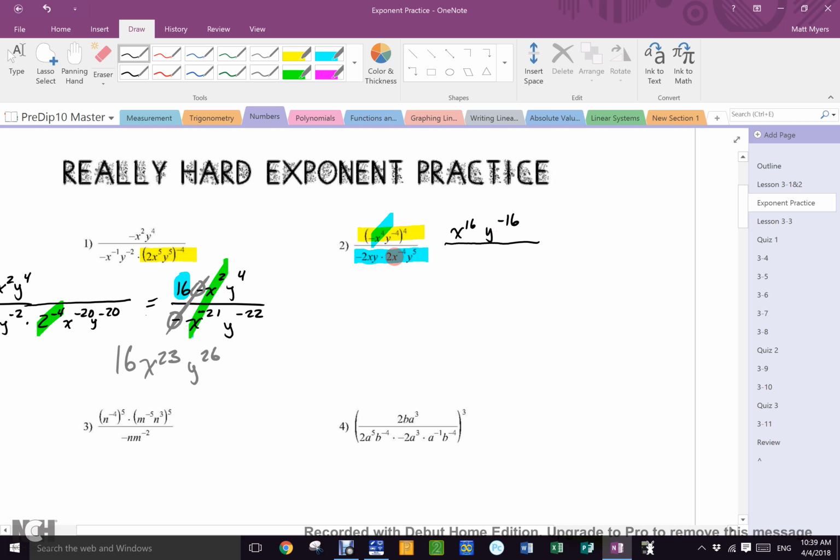Now let's look at the bottom, which I've highlighted in blue. Negative 2 times positive 2 is what? Negative 4. x to the negative 4. What do I do with the x and the x? Add them. What is 1 plus negative 4? Negative 3. x to the negative 3. What is 1 plus 5? y to the 6th. Now we tidy it up.